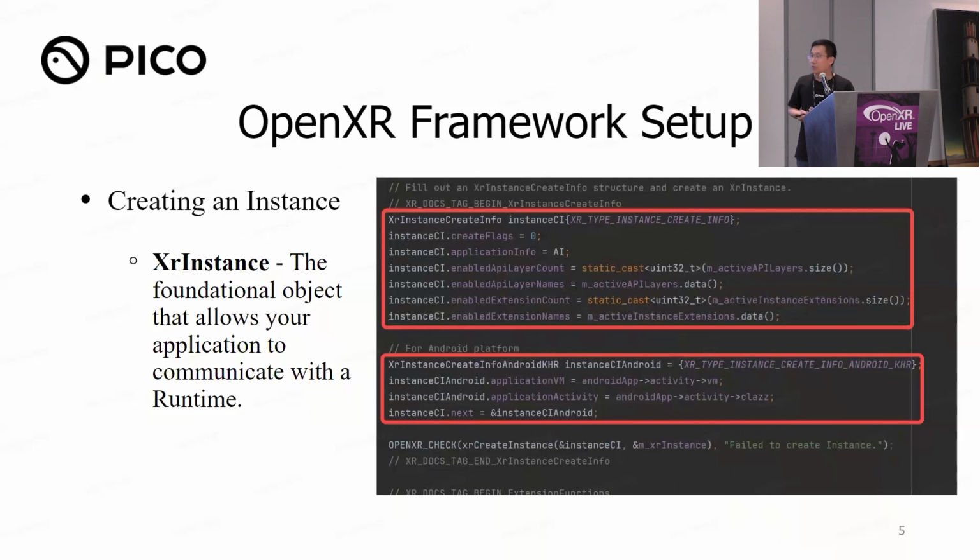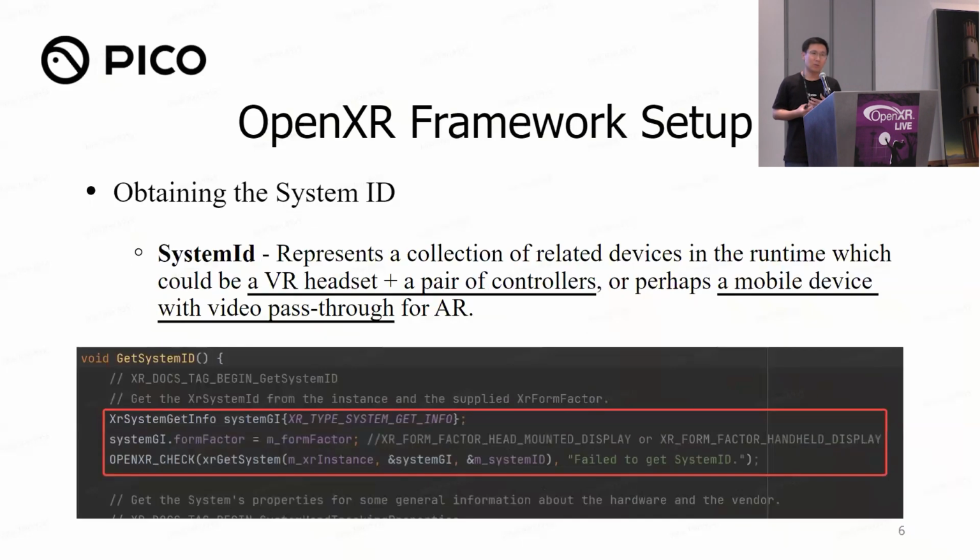Okay, let's dive a little bit more into the framework. The XR instance is the first fundamental object that you need to create, because you can use it to communicate with the runtime. And the second object you need to get is the system ID. System ID can represent a collection of related devices. It could be a VR headset plus a pair of controllers, or it could also be a mobile device with video see-through for AR.